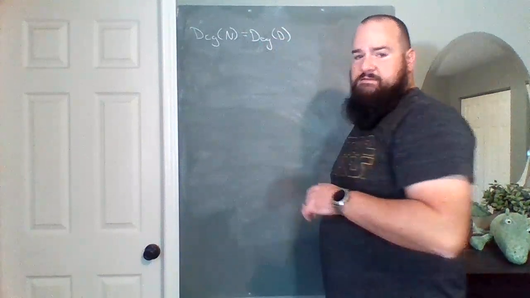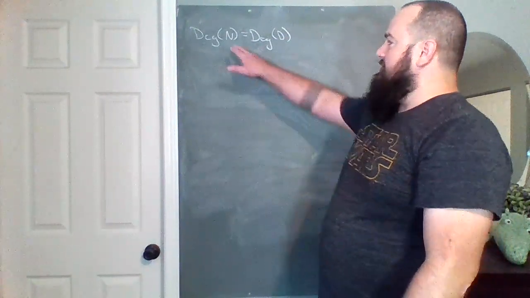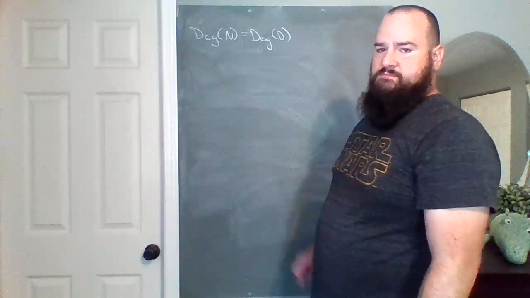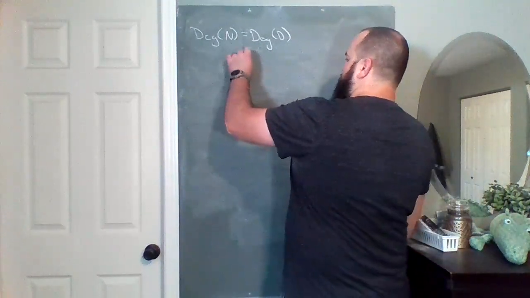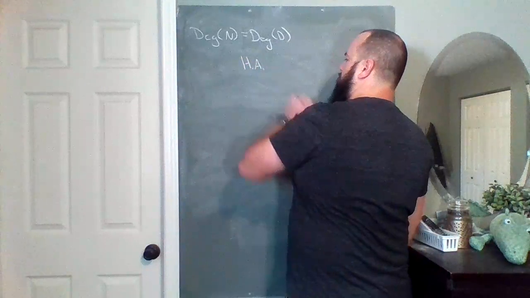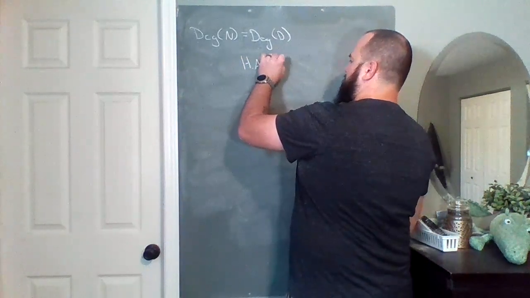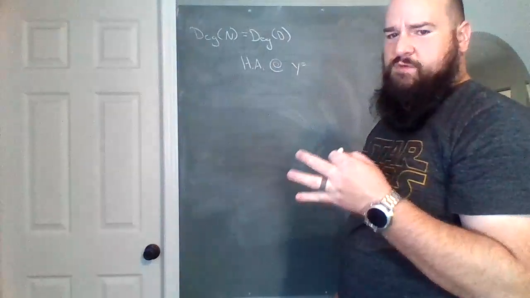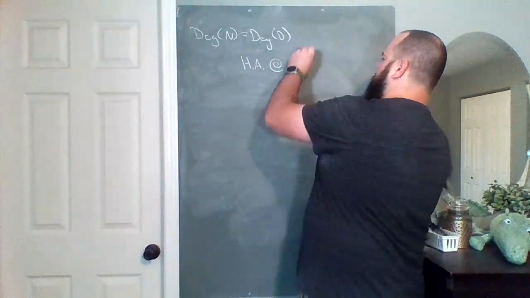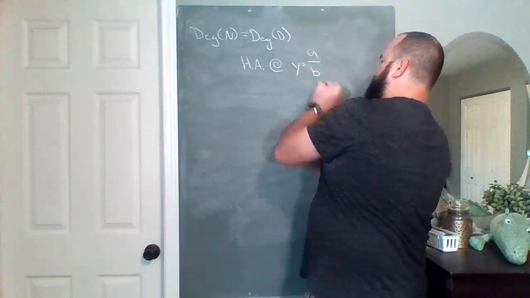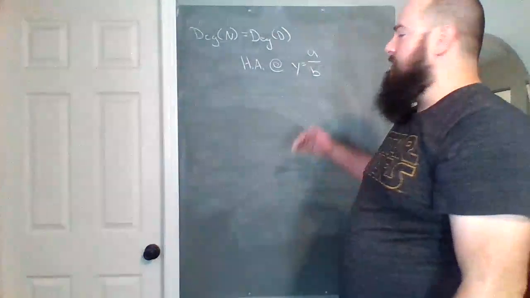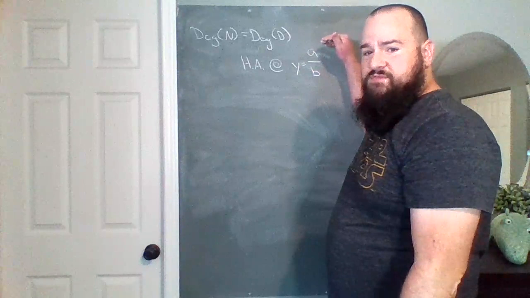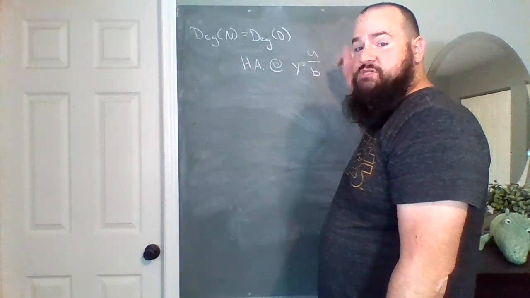And let deg(d) be the degree of the denominator. If the degrees are equal, then a horizontal asymptote is at y equals, now this is the one that's really kind of weird to write, so I'm just going to write it like this: a over b. And this is equal to the ratio of the leading coefficients.